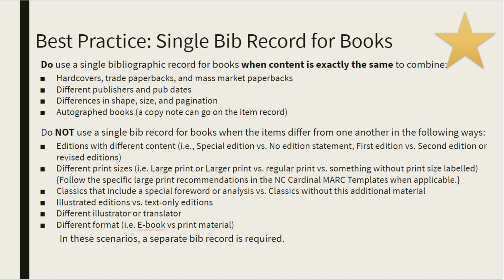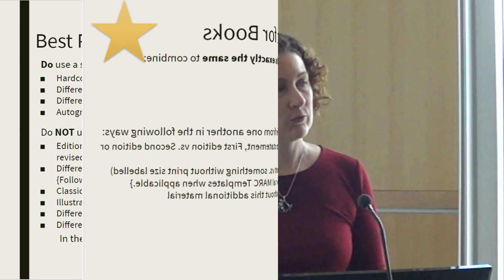Now, there are ways to make sure that the differences between these different volumes can be taken into account, and I'll be talking to the bibliographic catalogers about that tomorrow. But for your purposes, as item catalogers, as long as the content is the same, it goes on the same record. There are some exceptions that can point you in the right direction with this.